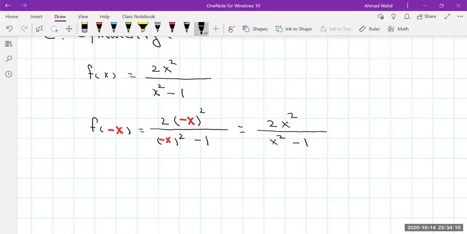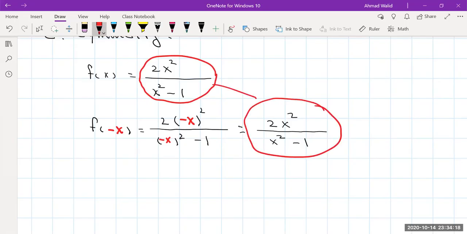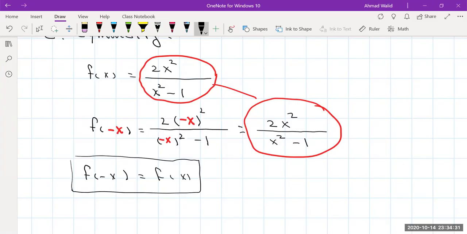Wow. Is this the same as your function? Look. This one and this one is the same, right? Then I can say f of negative x equals f of x. They are the same. When f of negative x is equal to f of x, then I know my function is even and its symmetry.